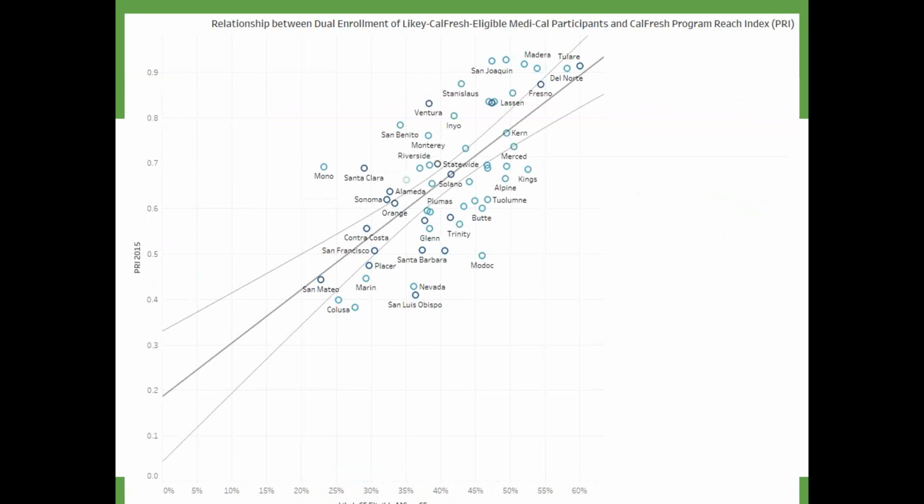Here, this just shows us that the relationship between dual enrollment rates and CalFresh participation is really strong. On the y-axis is the PRI, and on the x-axis is the percentage of likely eligible CalFresh participants also enrolled in CalFresh. So we can see that counties that have higher dual enrollment rates also have higher PRI.